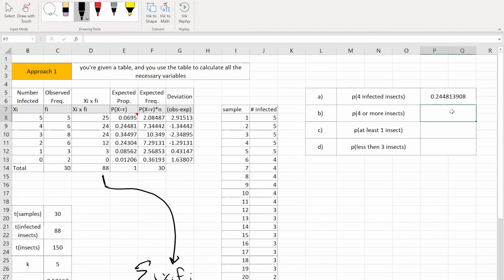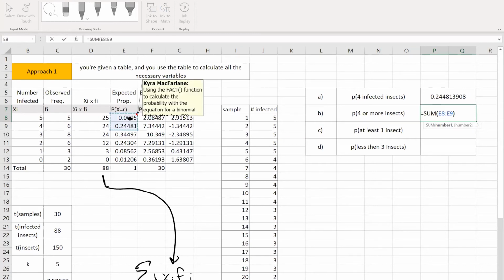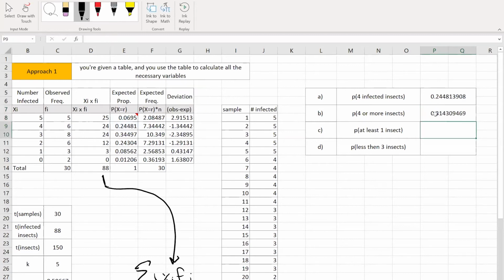4 or more insects would be 4 or 5. The probability of 4 or 5 insects in a sample being infected. All right, so the probability of 4 bugs plus the probability of 5 bugs. Here we have the probability of at least one insect being infected out of a sample. So that would be the sum of 1 to 5.